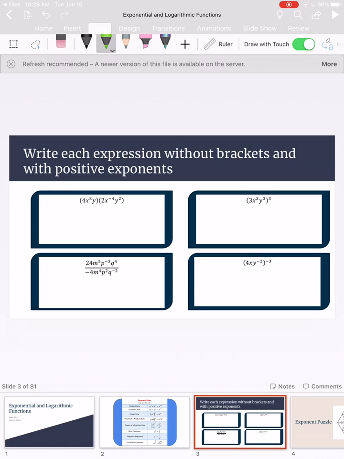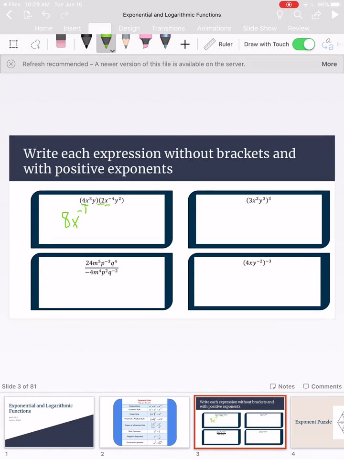So it says write each expression without brackets and with positive exponents. So my first step is I'm actually going to multiply the coefficients. So 4 times 2 is 8. Now I'm multiplying two exponents with the same base. So I have x to the third and x to the negative fourth. So when we multiply two exponents with the same base, we add the exponents. 3 plus negative 4 is negative 1.